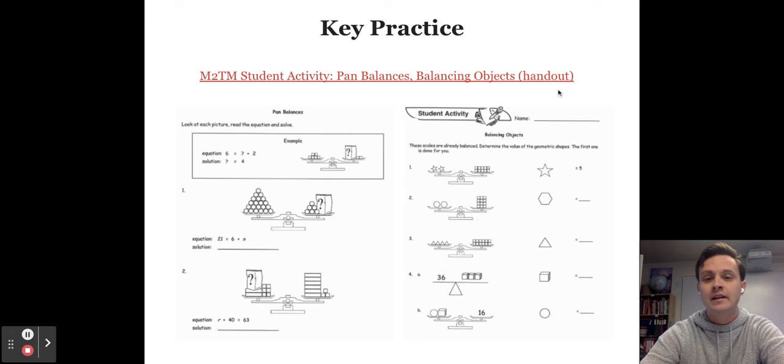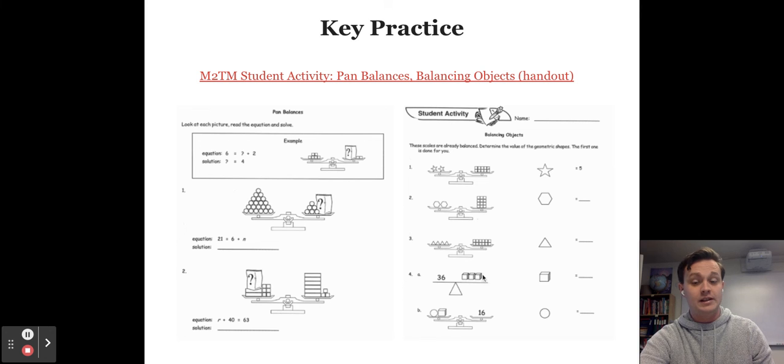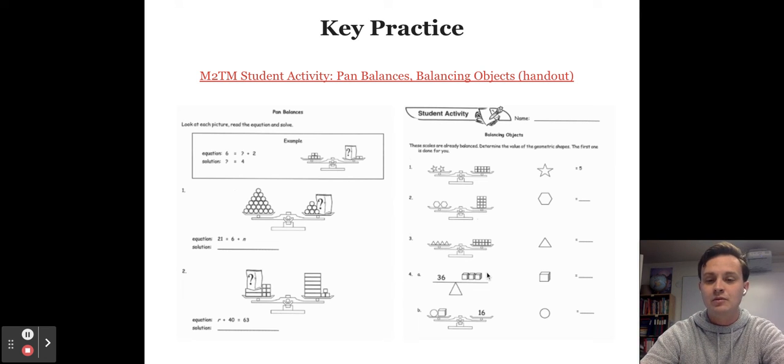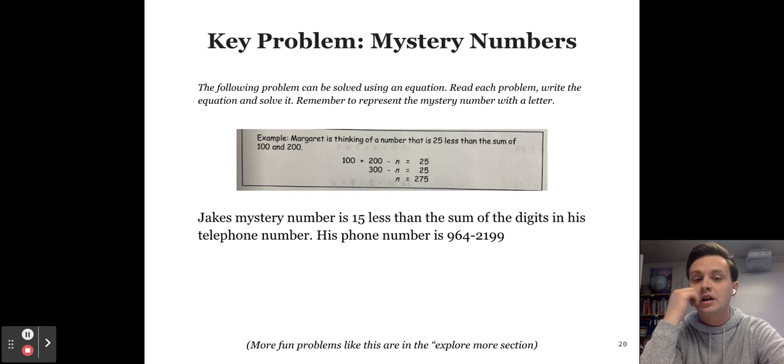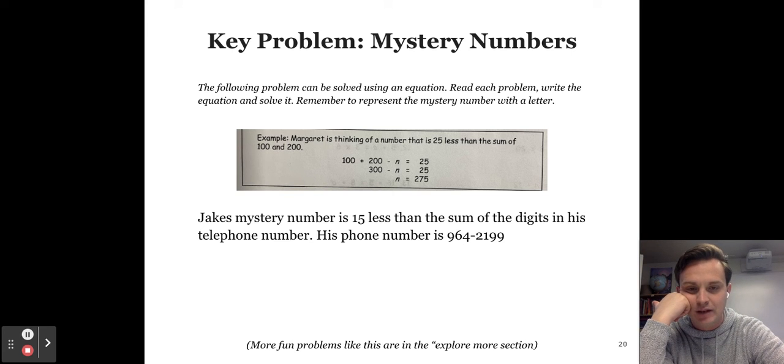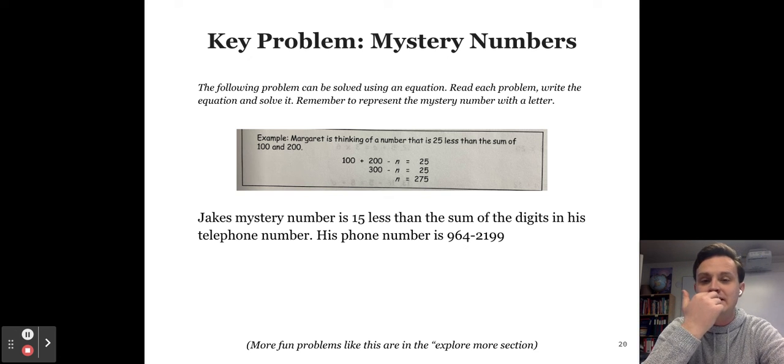All right, so to practice today, there's a handout worksheet. It looks like this, and there are a bunch of problems where they ask you to isolate the variable and solve the equation. The key problem is called mystery numbers. The following problems can be solved using an equation. Read each problem, write the equation, and solve it. Remember to represent the mystery number with a letter. So for example, Margaret's thinking of a number that is 25 less than the sum of 100 and 200. So 100 plus 200 minus n equals 25. 300 minus n equals 25, so n has to be 275.